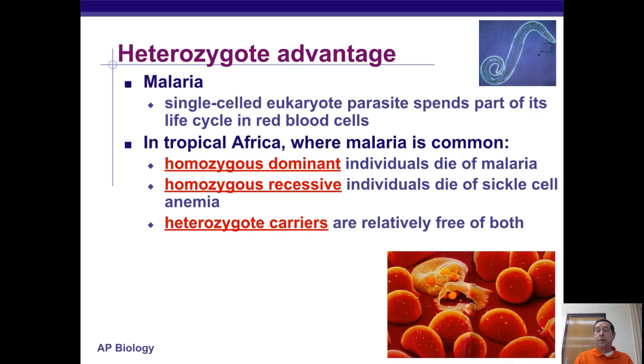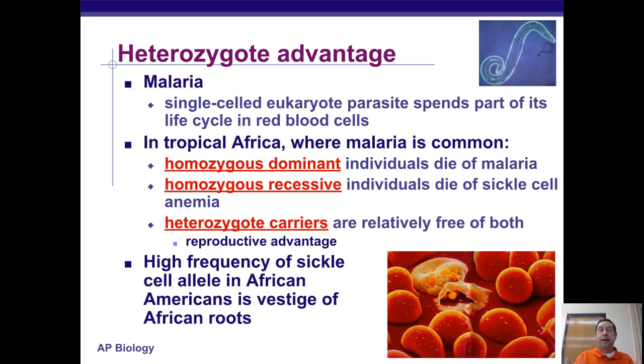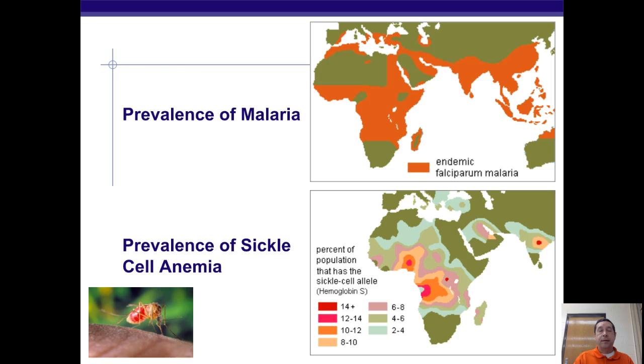Heterozygous individuals usually are free of both. They're not usually going to have sickle cell unless they're stressed, and they're resistant to malaria because of the trait. So they had an advantage, which creates a higher frequency of the sickle cell allele. It means we have more people that are carriers, which ends up with more offspring that have the disease.